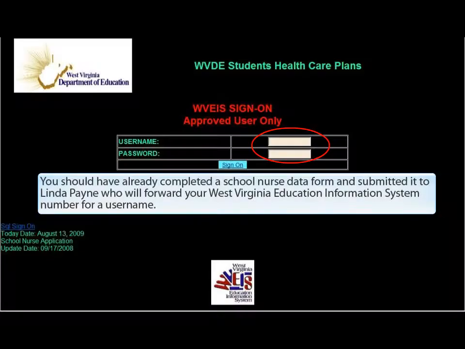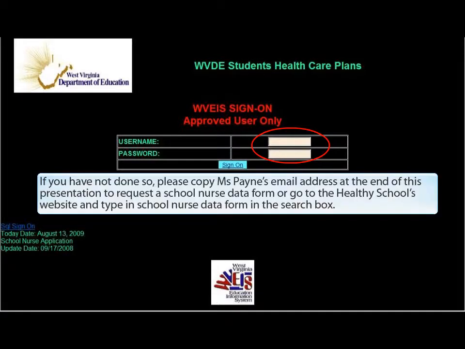You should have already completed the school nurse data form and submitted it to Linda Payne, who will forward your West Virginia Education Information System number for a username. If you have not done so, please copy Ms. Payne's email address at the end of this presentation to request a school nurse data form, or go to the Healthy Schools website and type in school nurse data form in the search box.